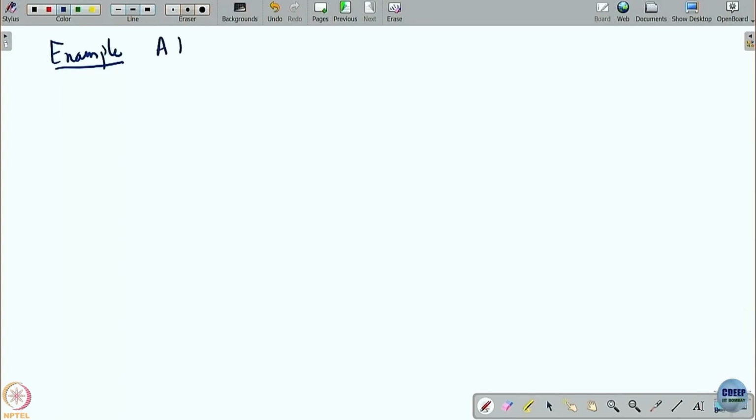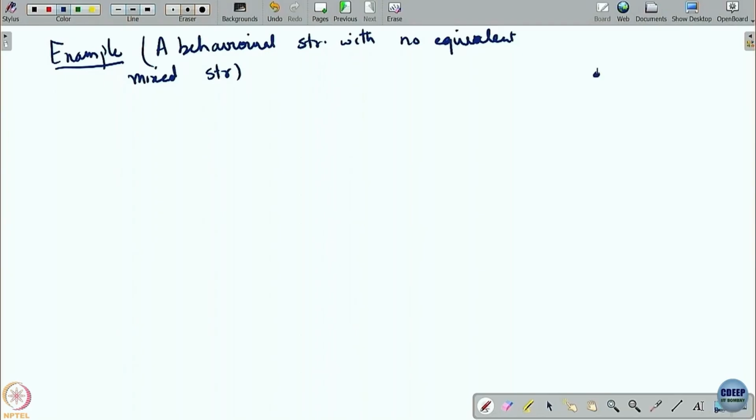Okay. So, this is now a behavioral strategy with no equivalent mixed strategy. So, here's this game now. Here's player 1 at this node, he starts off here. He can take two actions L and R, and if he takes action L, the game comes to this node, at which he has again two actions to take, L and R.